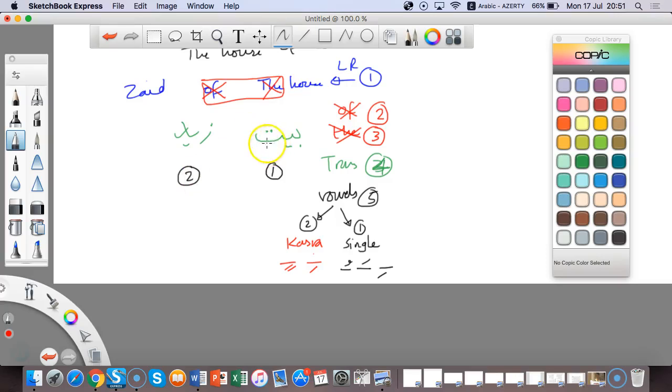Now I want you to put on these words, Bayt and Zayd, the appropriate vowels. You've got 30 seconds to put the appropriate vowels on. Put the appropriate vowels on. 10 seconds left.